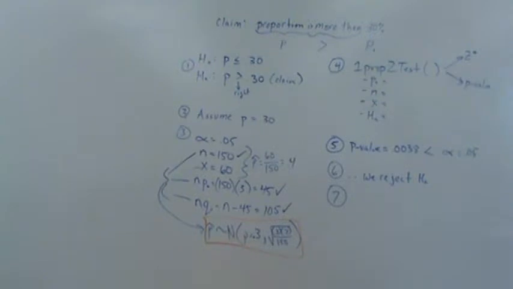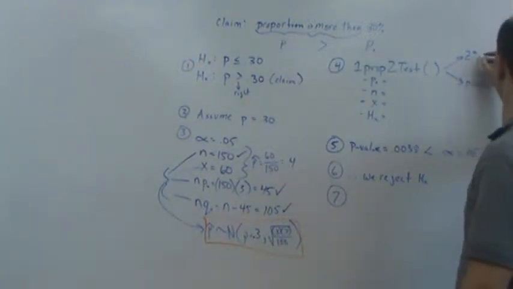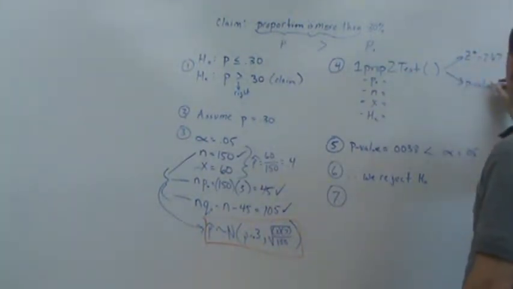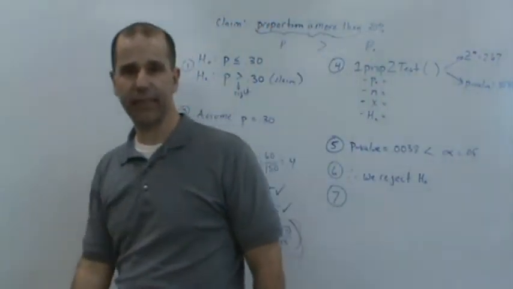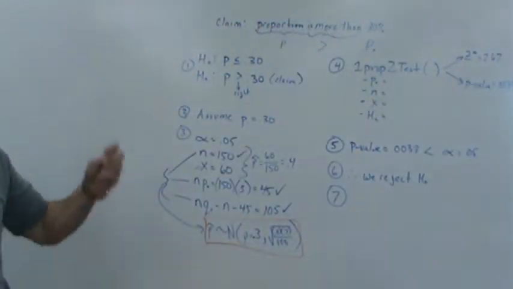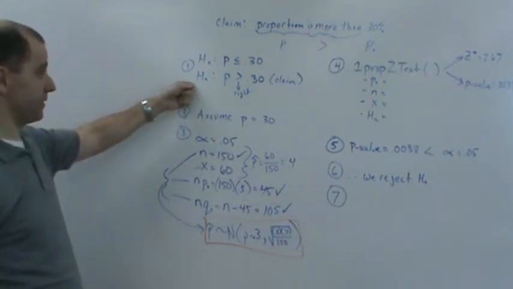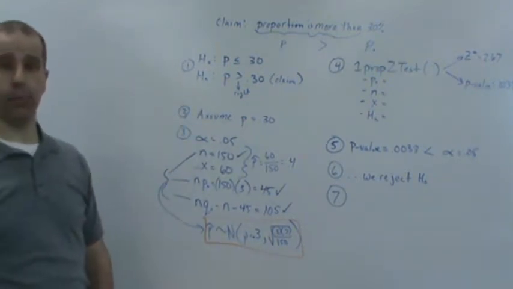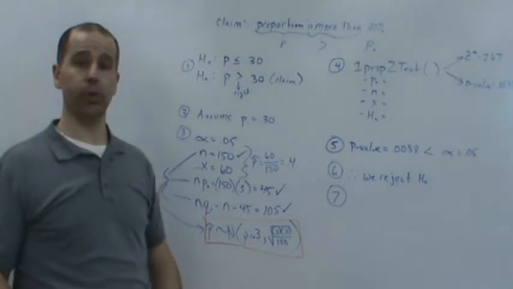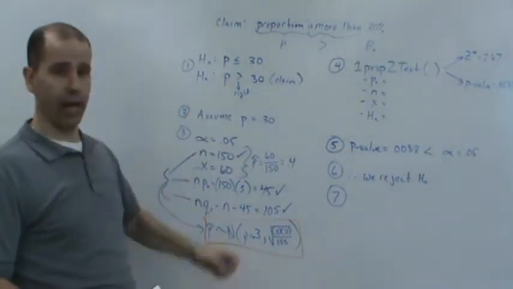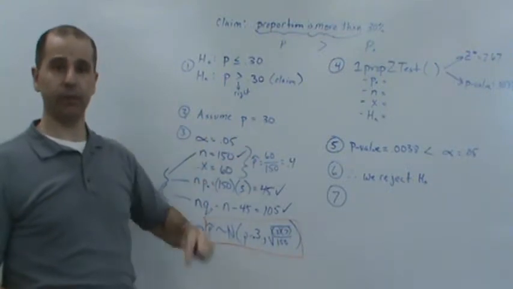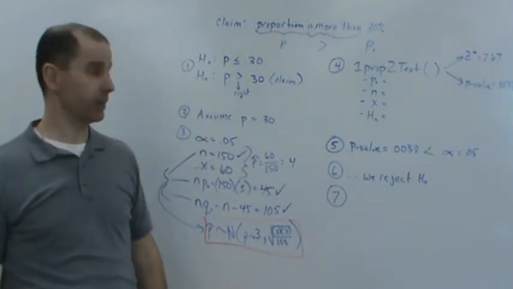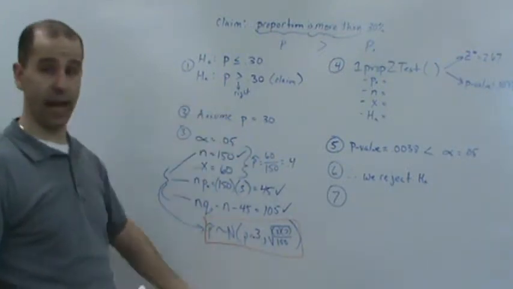So I get 2.67 and 0.0038. That's it, guys. That's that easy. The only difference is we're doing hypothesis testing for p, not mu. So we're doing hypothesis testing for population proportions instead of dealing with population means. Okay, but the same 7 steps.